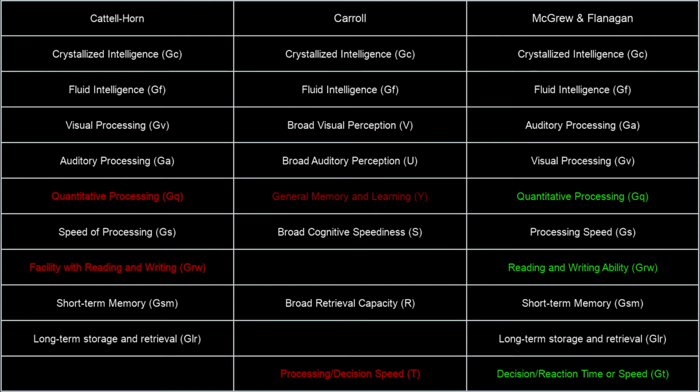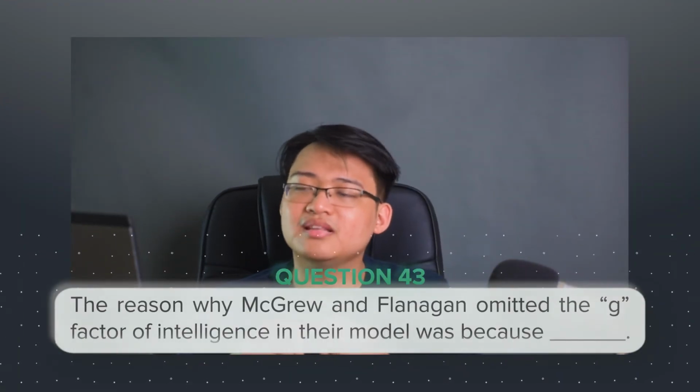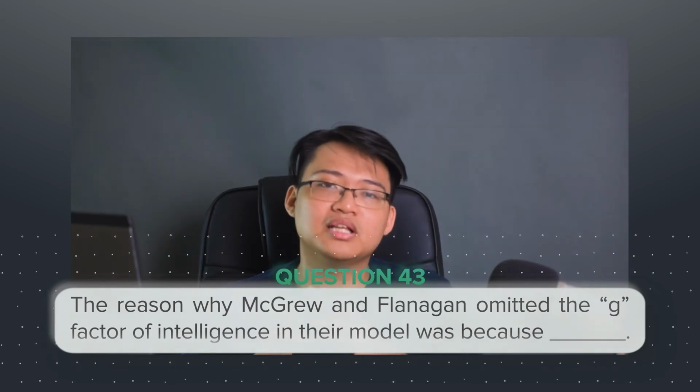And with this, quantitative processing, mukhang namayagpag dito si Cattell-Horn, and namayagpag na naman yung reading and writing, and yung decision speed, yun naman yung inadapt from Carroll. However, McGrew and Flanagan omitted the G, because they tried to develop this kind of integration for psychoeducational evaluation purposes. And for them, G has no practical utility in that context. So, they removed that.